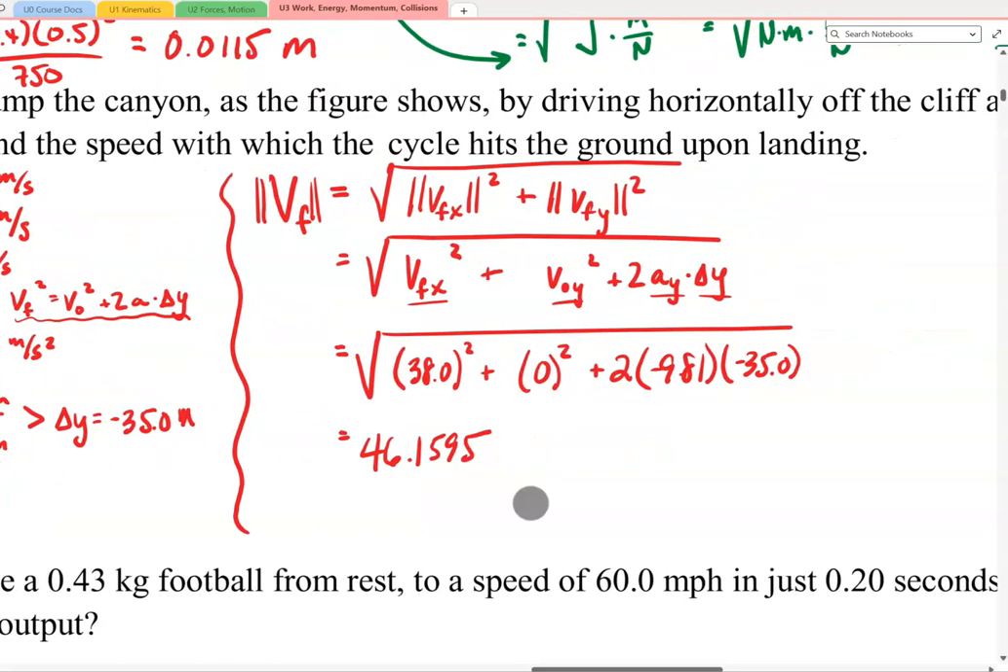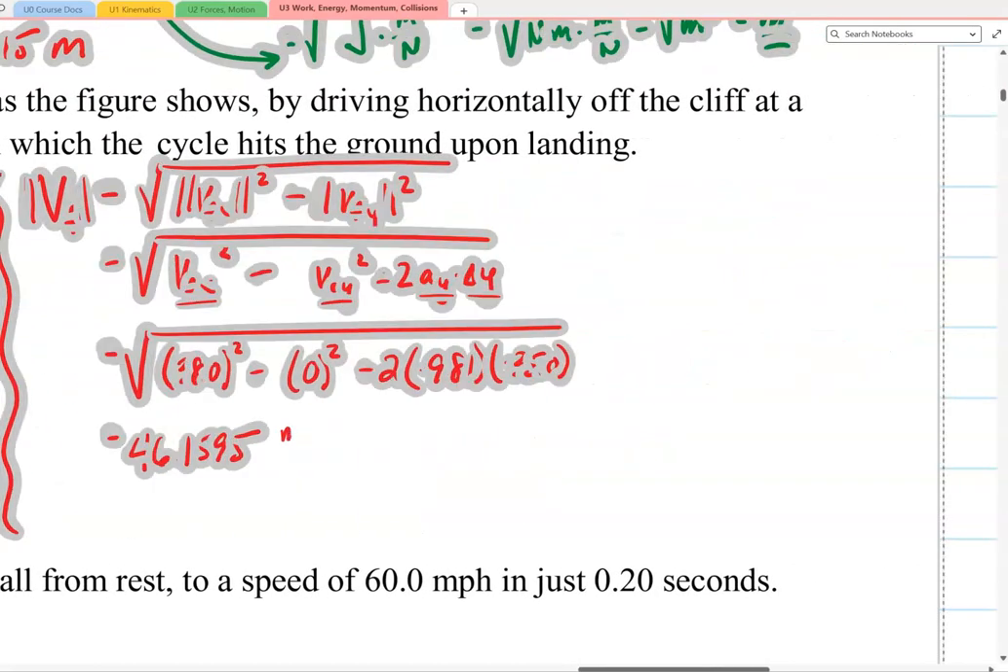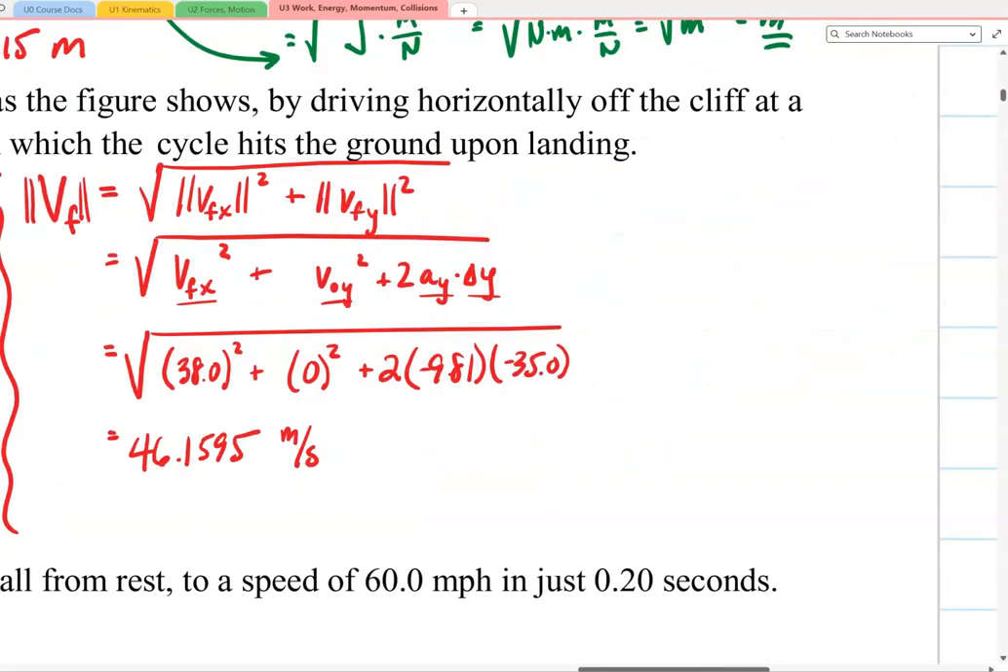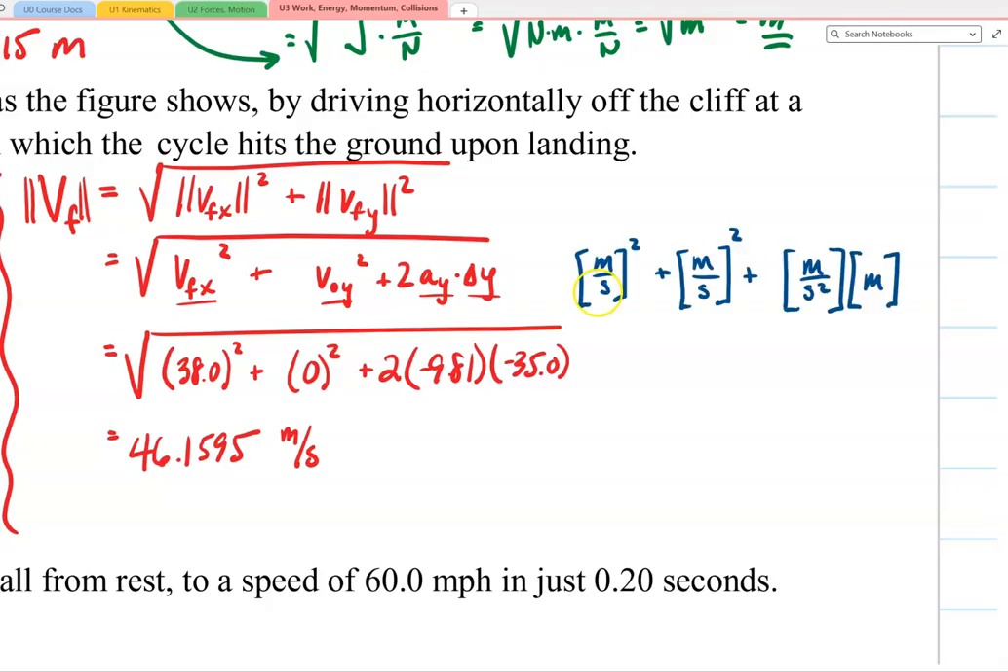46.1595 result. Now I hope that this is meters per second, but we really should do our dimensional analysis to check. So our velocity unit squared, meters per second quantity squared, that occurs twice because of our velocity in the x and the y directions. And then after that, we'll add to it a scalar that multiplies by a meter per second squared and a meter. So all three of these would then be alike one another.